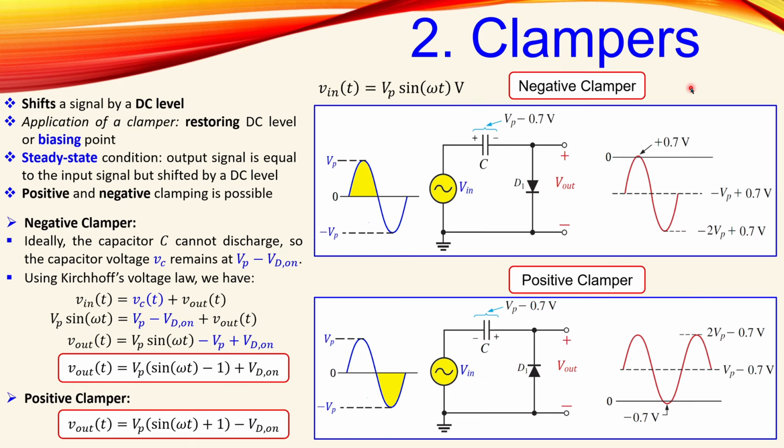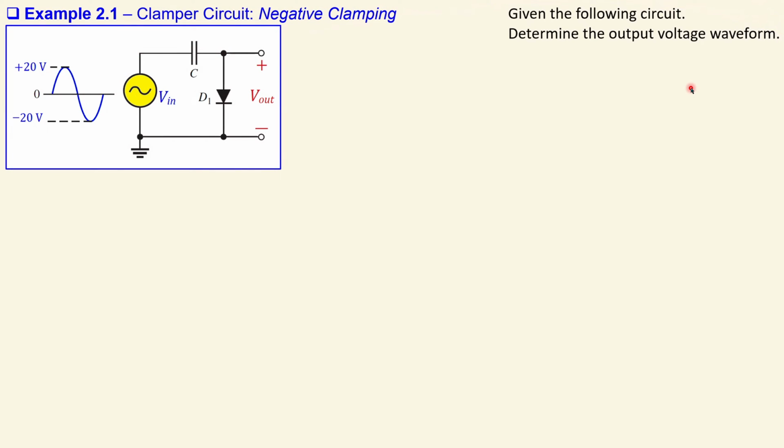So you'll see the mathematical expression also for the positive and the negative clamper. Also, let's look at our example, also very important, 2.1. So we have the following circuit given. We would like to determine the output voltage waveform. We see 20 volts up again and 20 volts down. The capacitor here and the one here for the diode, which is in this direction, and we'd like to know the waveform here.